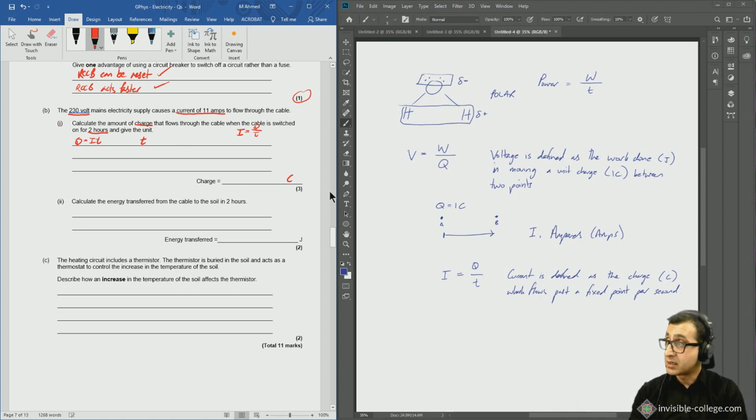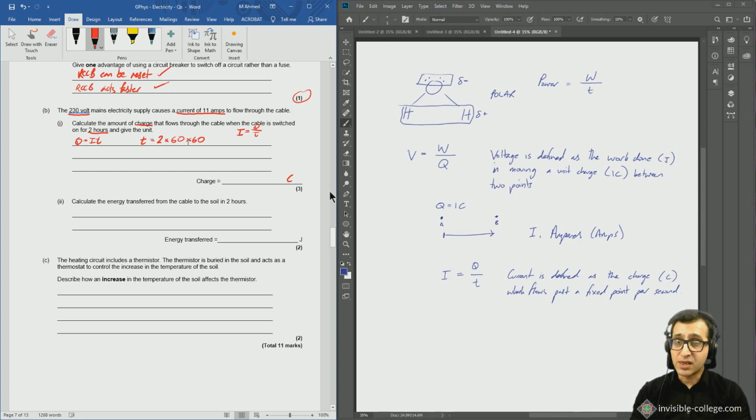However, the time here is being given as 2 hours. So to convert into seconds, we need to multiply 2 hours. Now there are 60 minutes in each hour, so 2 times 60, and there are 60 seconds in each minute, so we need to multiply by 60 again.